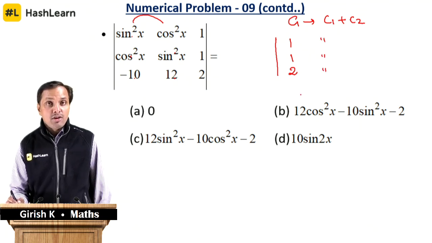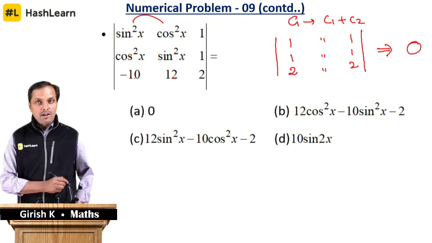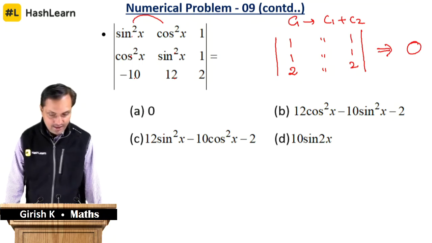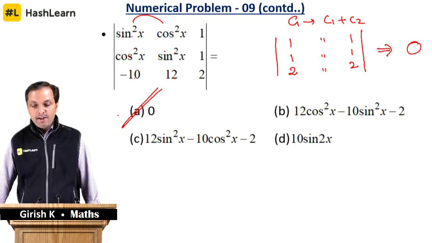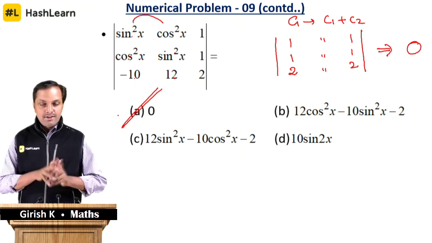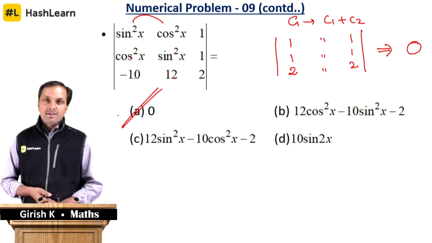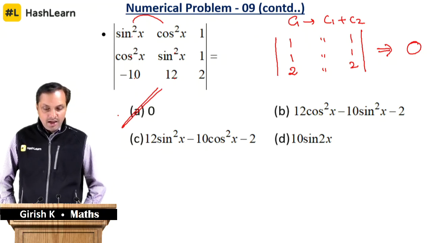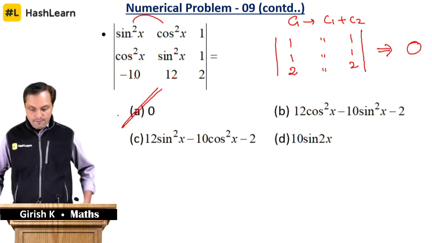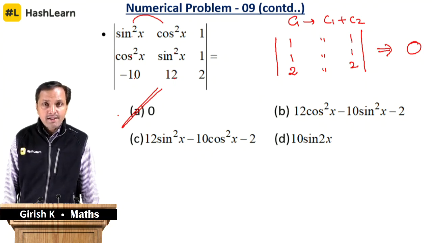I am not disturbing column 2. Column 3 is 1, 1, 2. You know the simple concept. If any two columns are identical, answer is 0, option A. Any two rows are identical, answer is 0. So the property of the determinant says when two rows or columns are same, the answer is 0. Answer is 0, that is option A. Hope all followed the steps. Is it clear?